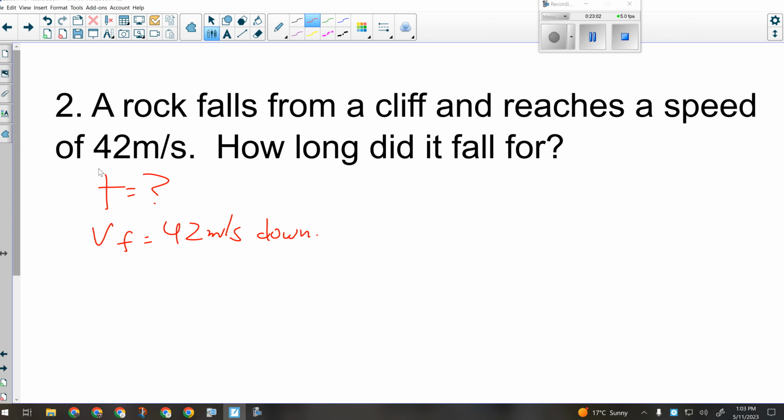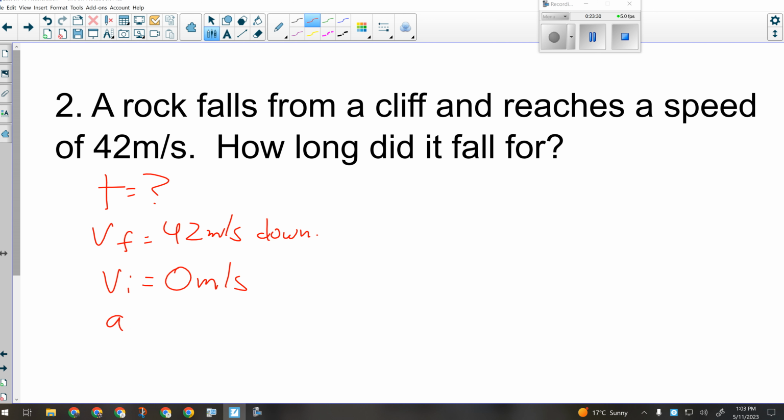Okay, so anytime something is dropped or falls, its initial velocity is 0. If it's not 0, it'll specify it was thrown or it was doing something at the beginning. If it doesn't say that, we assume that it wasn't moving. All right, there's one more piece of information here. Acceleration, what is it? 9.8 meters per second. Right.